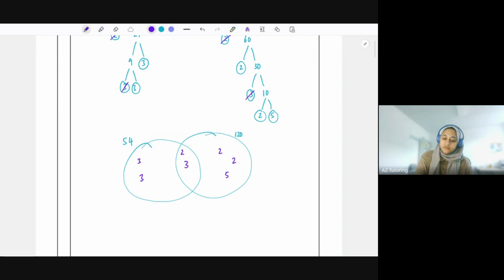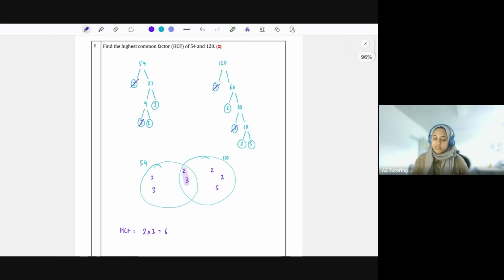For the highest common factor, we just multiply the middle 2 numbers. If I was finding the lowest common multiple, I would multiply all the numbers together. So for the highest common factor, I'm just doing 2 times 3, which is 6. So the highest common factor of 54 and 120 is 6.